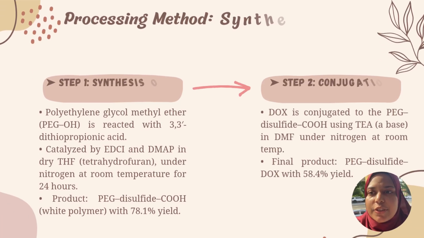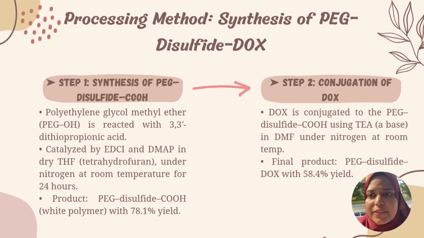Okay, this is the processing method for the synthesis of PEG disulfide DOX. So the first step is synthesis of PEG disulfide COOH. Polyethylene glycol methyl ether, PEG-OH, is reacted with 3,3'-dithiopropionic acid, catalyzed by EDCI and DMAP in dry THF under nitrogen at room temperature for 24 hours. Product with 78.1% yield. Second step is conjugation of DOX.